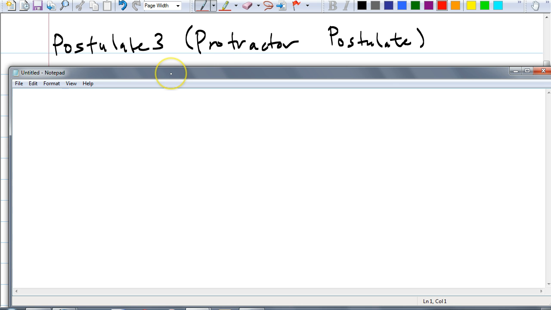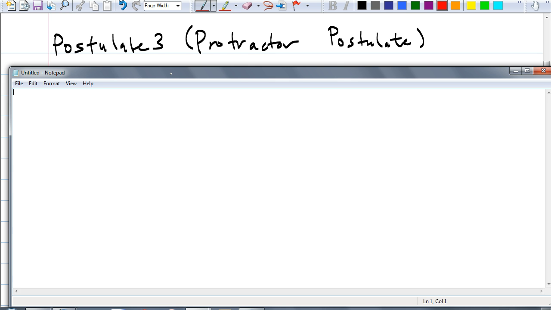The main topic for today. First, we're going to start with protractor postulate. What's a protractor, by the way? You all know what a protractor is? Remember, from third grade? What do you do with it? Yeah, it's a tool that helps you measure an angle, right?